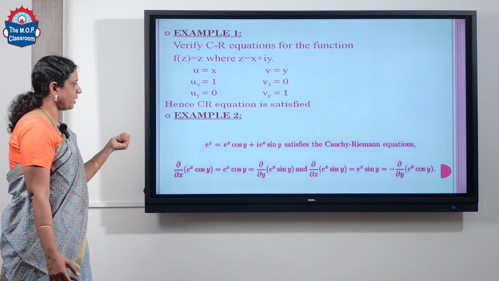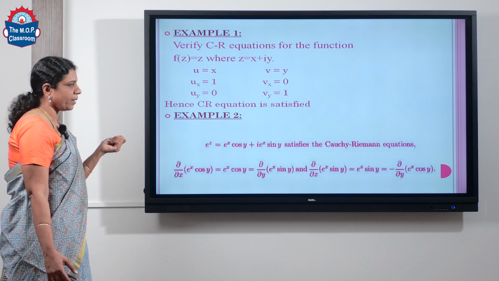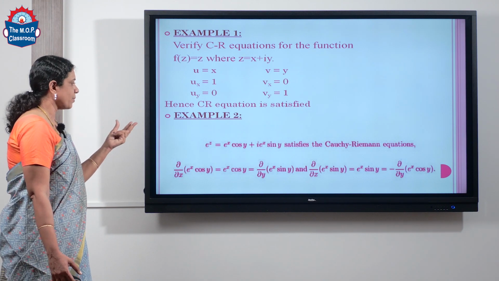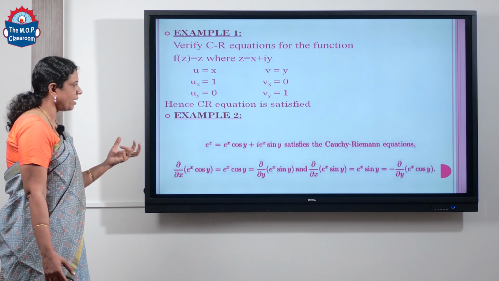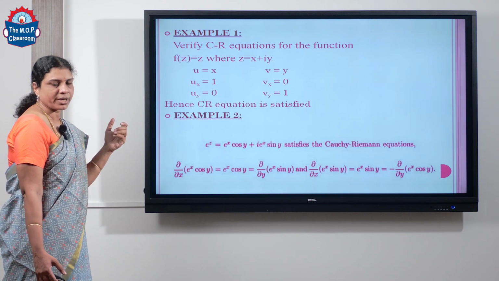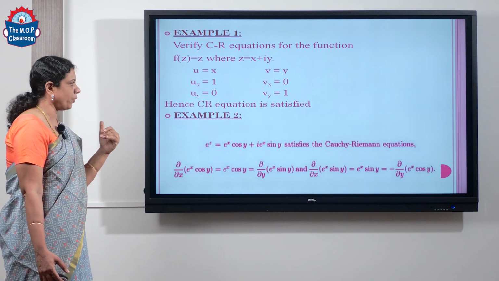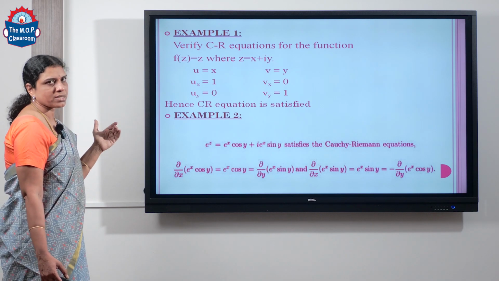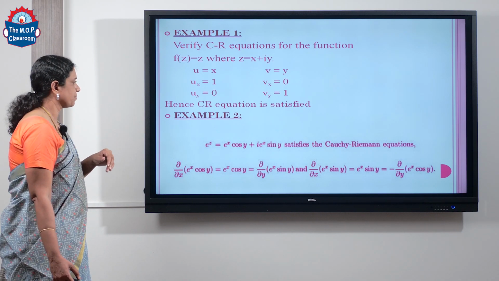Next example, e^z = e^x cos y + i e^x sin y. Similarly, you can take what is u and what is v, and we can find the partial derivatives with respect to x and with respect to y, that is ∂u/∂x and ∂u/∂y. So the CR equations are also satisfied for example 2.